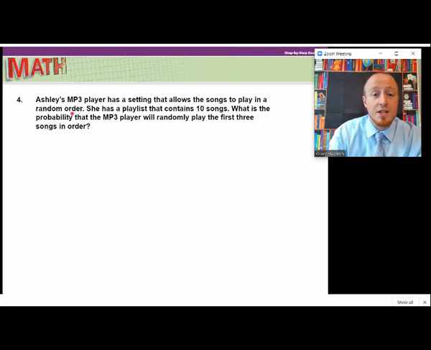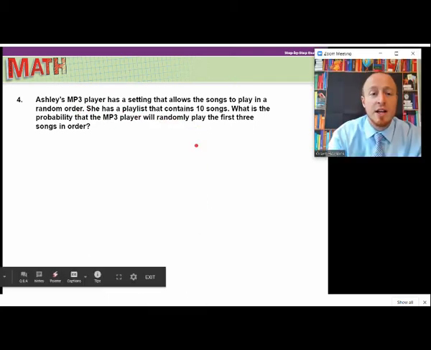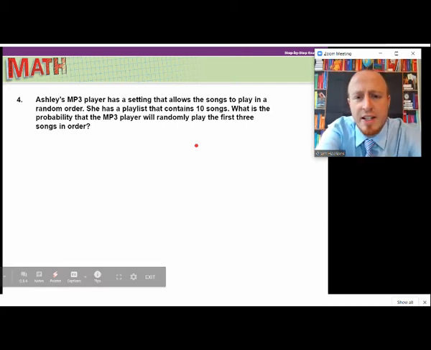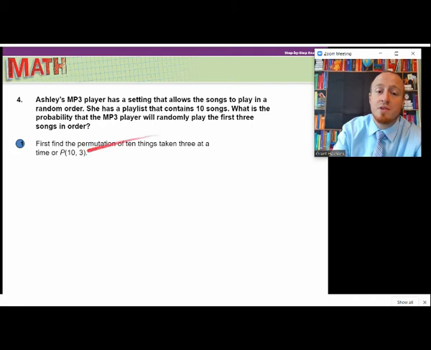Let's move on. Ashley's MP3 player has a setting that allows the songs to play in a random order. She has a playlist that contains 10 songs. What is the probability that the MP3 player will randomly play the first 3 songs in order? Okay, so she has 10 songs. You would think it's not that unlikely that it's going to play the first 3 in order, but it is. Just the fact of it choosing the first song first is 1 out of 10, right? So you have 10 possibilities for the first one.